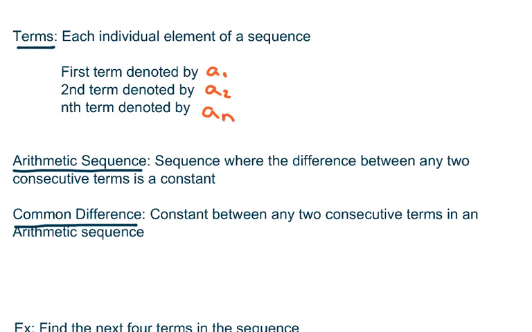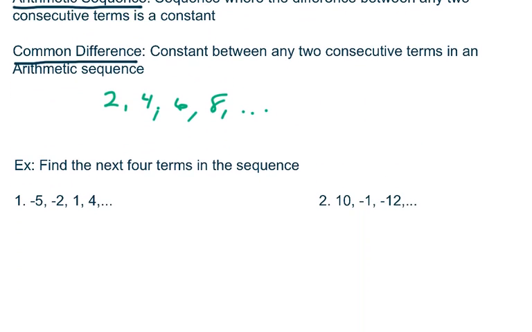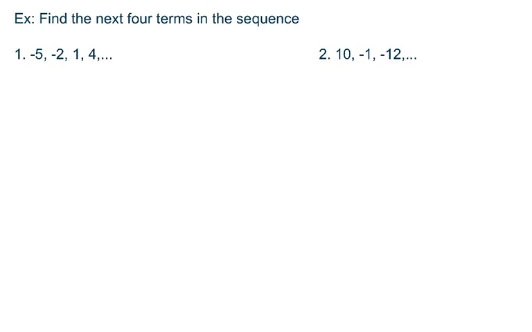So let's just say I had 2, 4, 6, 8, and so on. The common difference here would be 2, because the difference between each two consecutive terms is 2. So the common difference in that example would be 2. Okay, let's try a couple of examples here. Let's find the next 4 terms in each sequence. It's going to help to find the next 4 terms if we know what the common difference is in each of these sequences.